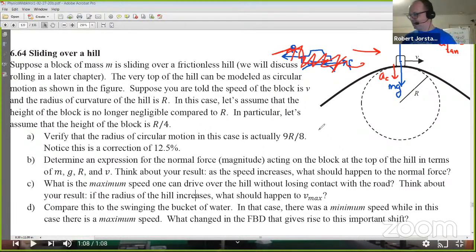Take a second, everybody. Take a second to write down what you think it is. What's the force equation now? Give it a shot. It's okay to be wrong.